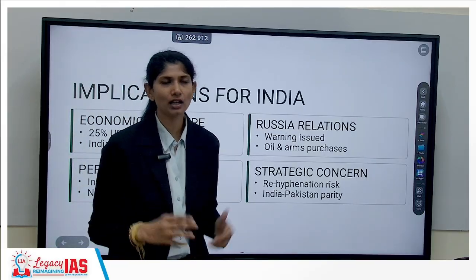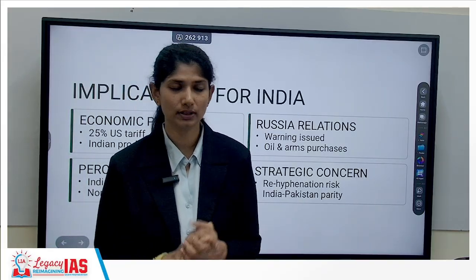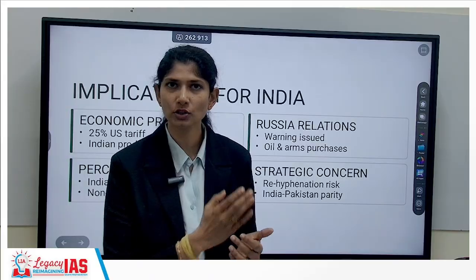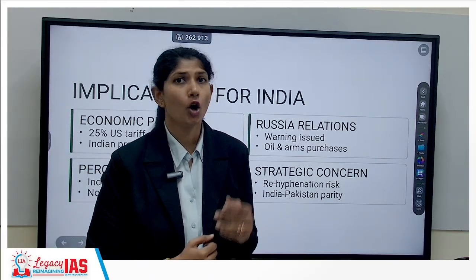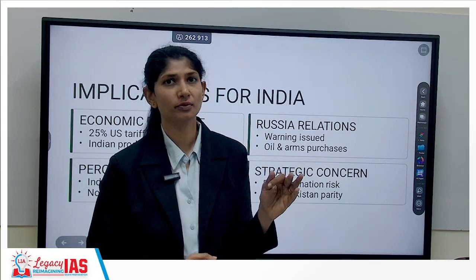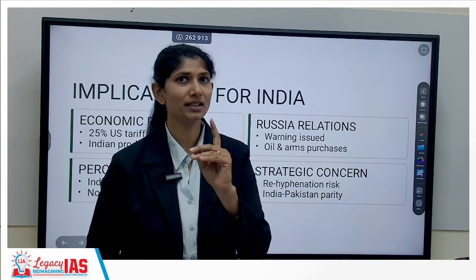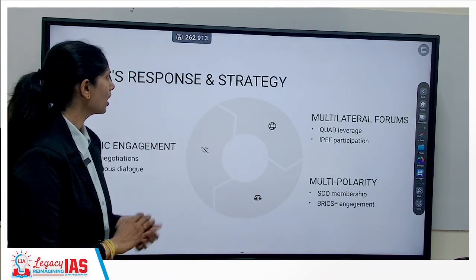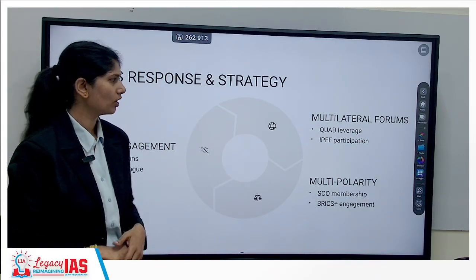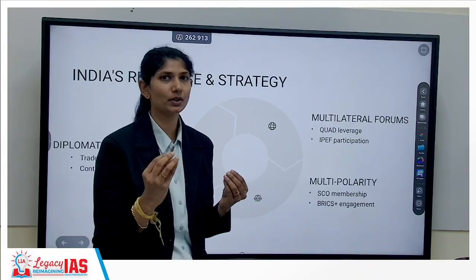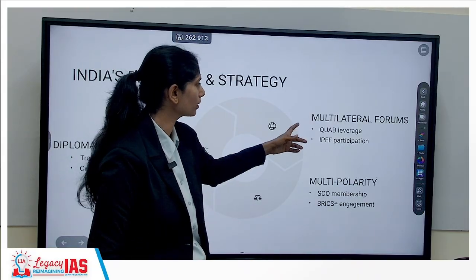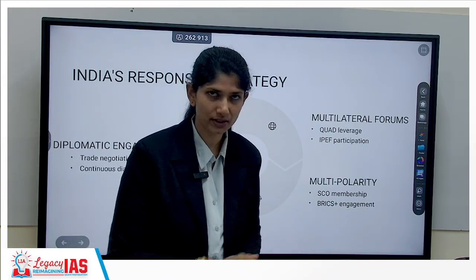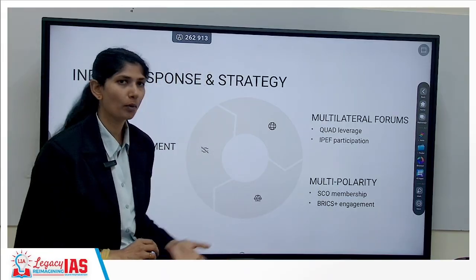Strategic concern again. What India has to deal with right now is that Pakistan is now a closer ally of China and a closer ally of the USA. Both of them having the back of Pakistan is something India should look out for, and this will have detrimental effects for India. How should India's strategy be? First and foremost, it should use its advantage in multilateral forums, that is Quad leverage, and also diversification, moving towards BRICS, SCO membership.